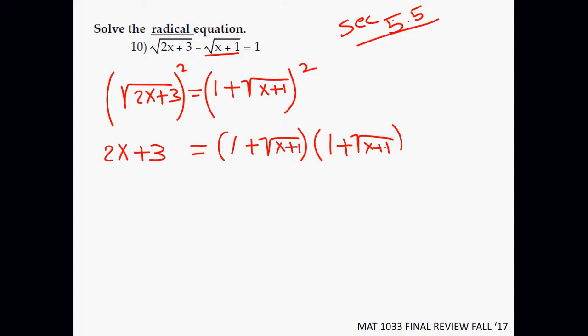Yes. Where did the 1 plus come from? I moved this radical, the square root of x plus 1, to the right-hand side. Oh, okay. So the question was where the square root of x plus 1 came from on the right-hand side, and the answer is I moved it from the left-hand side to the right-hand side. The negative becomes positive.